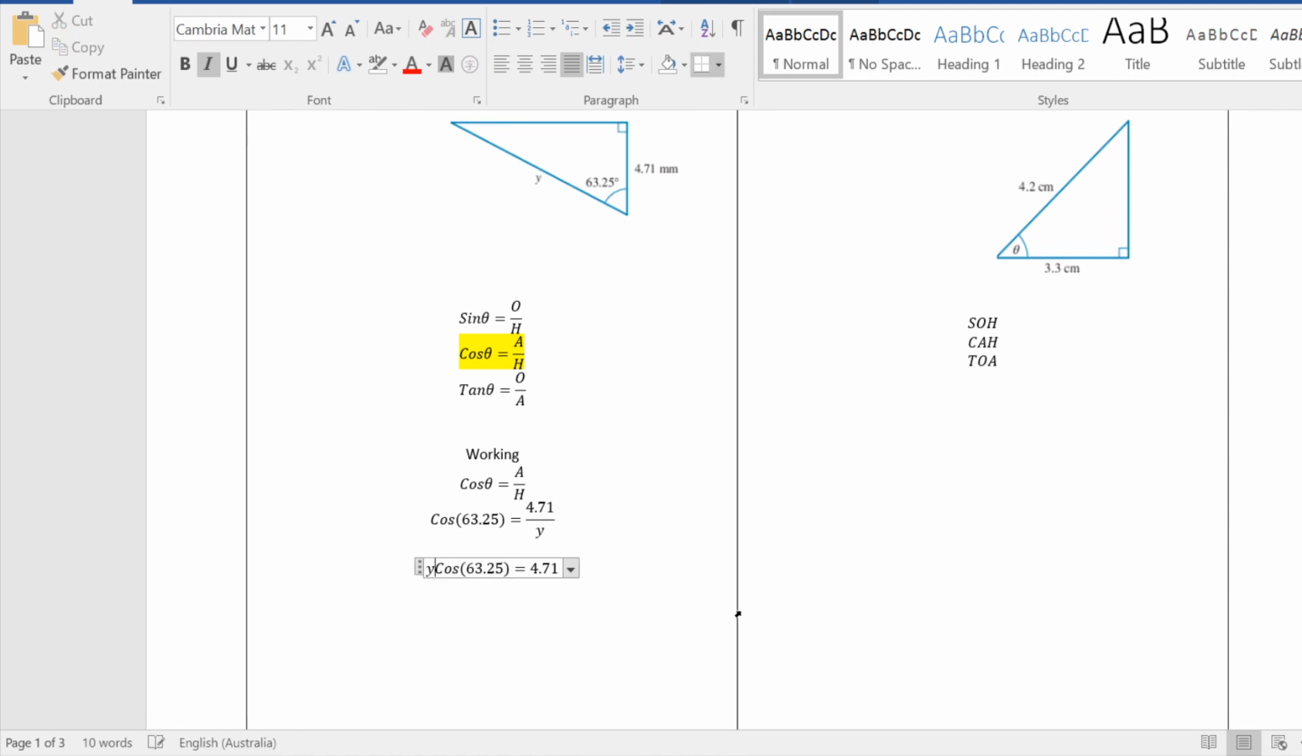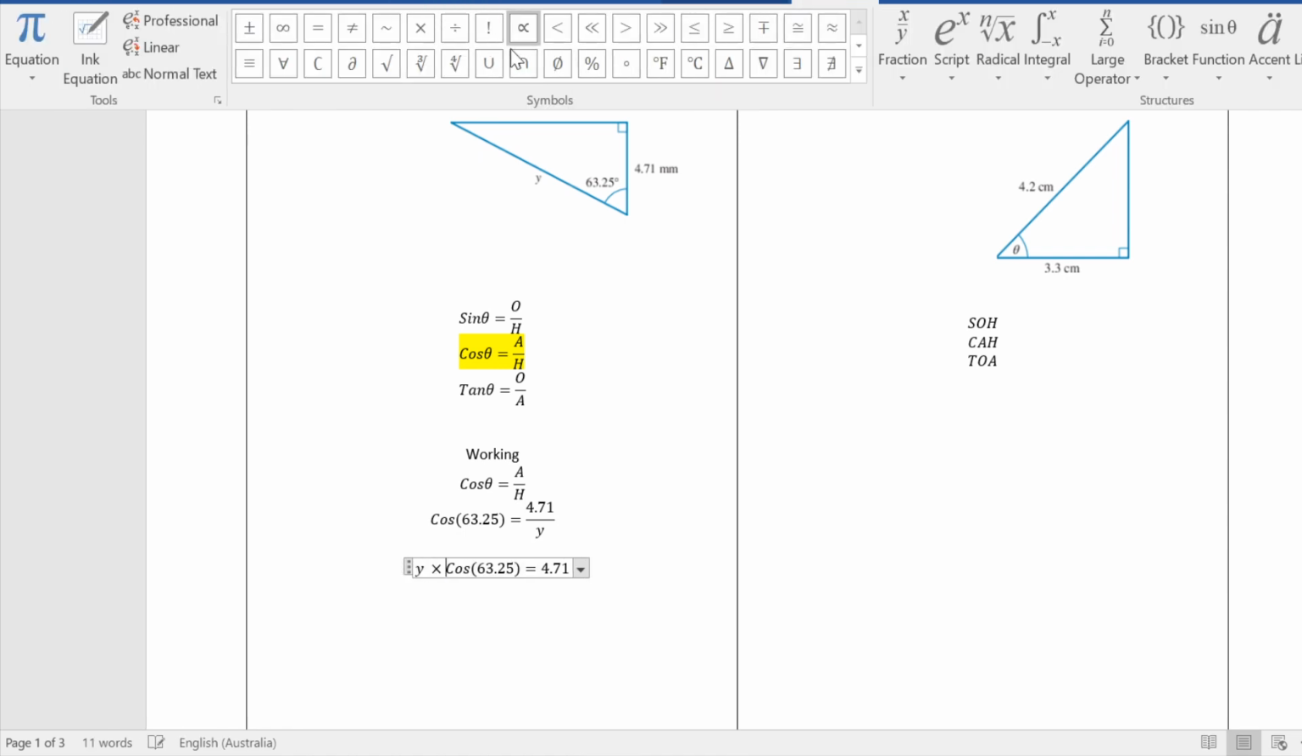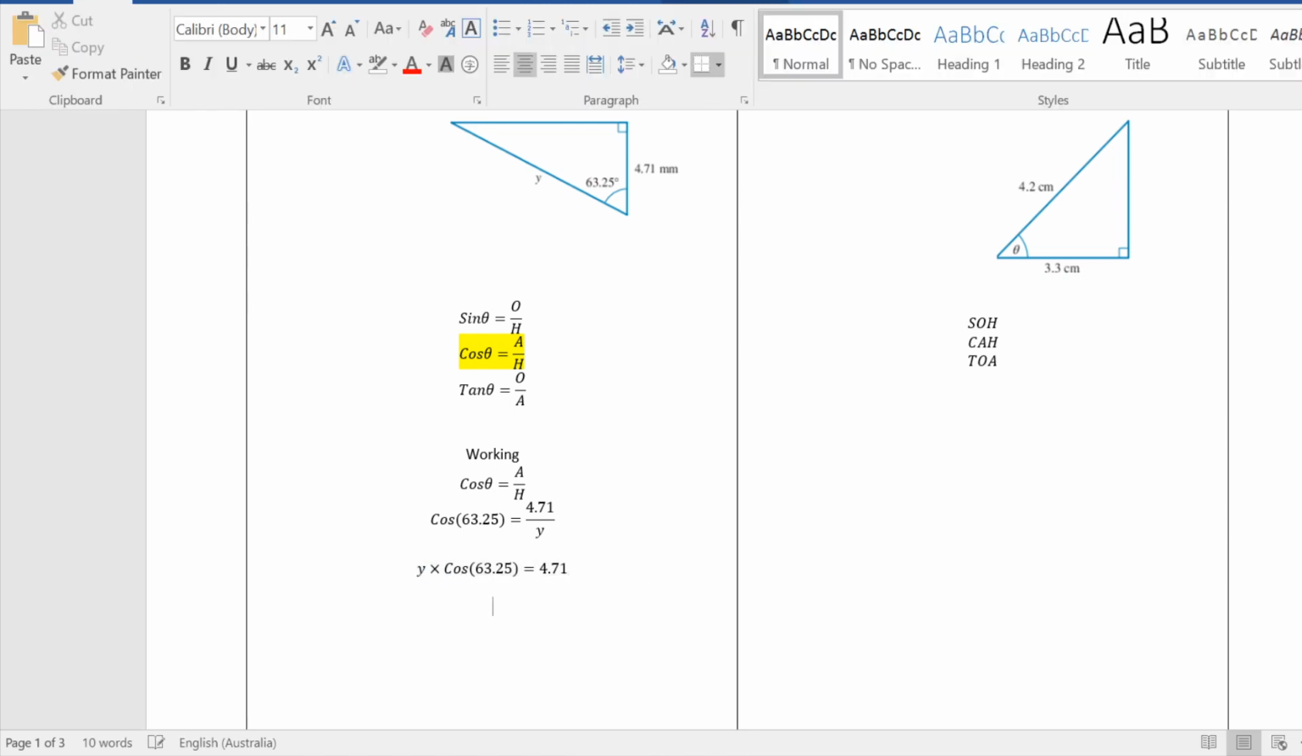Going to get y times cosine 63.25. Okay, now from there, what we're going to do is move the cosine 63.25 to the other side. Now here you'll see there's a times. So if I highlight this, move it to the other side, the opposite of times is divide. And there we go. We end up with y is equal to 4.71 divided by cosine of 63.25. That's step 4 complete. That's what we call the rearranging.